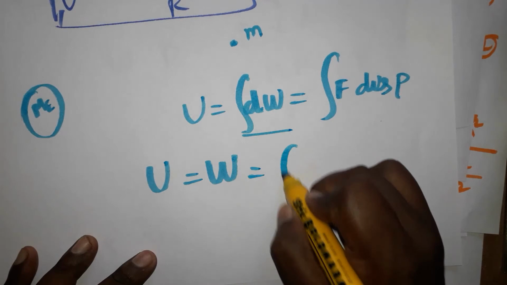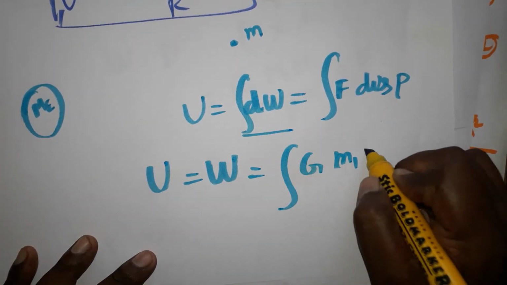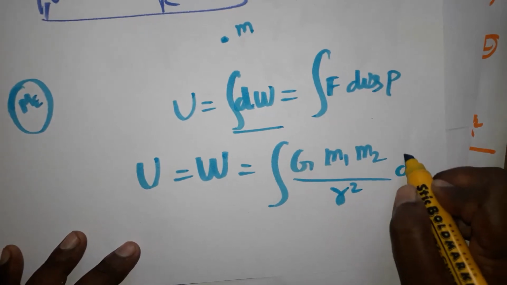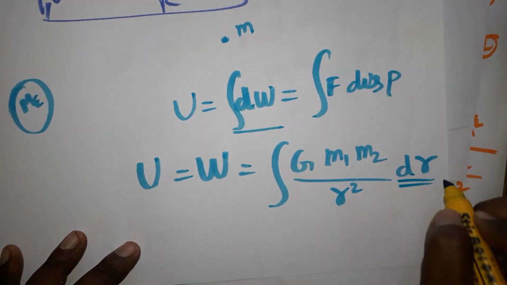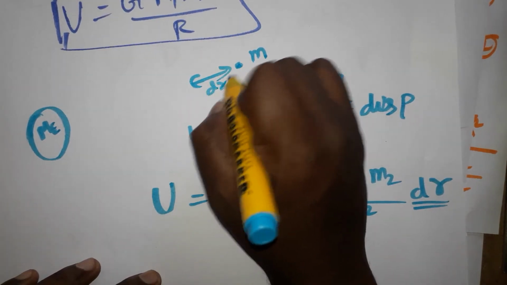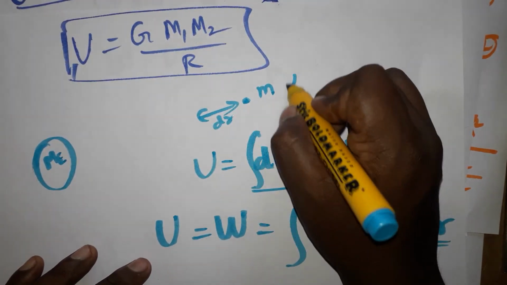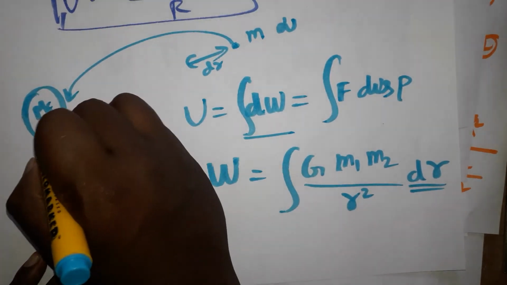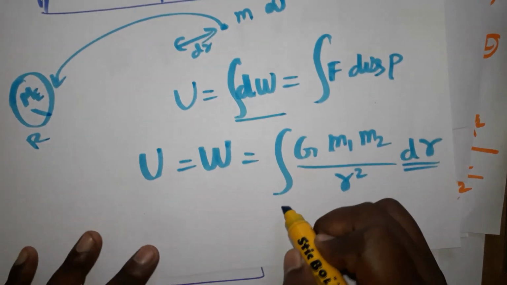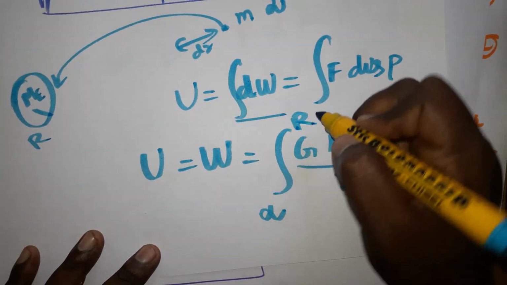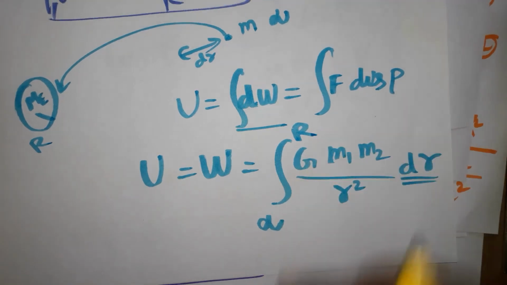I know F is equal to G times m1 m2 divided by r squared, and it is multiplied by dr, since we bring the mass through a small unknown distance dr. Actually, we are going to bring the mass from infinity to the surface of the earth, where the distance is the radius of the earth.